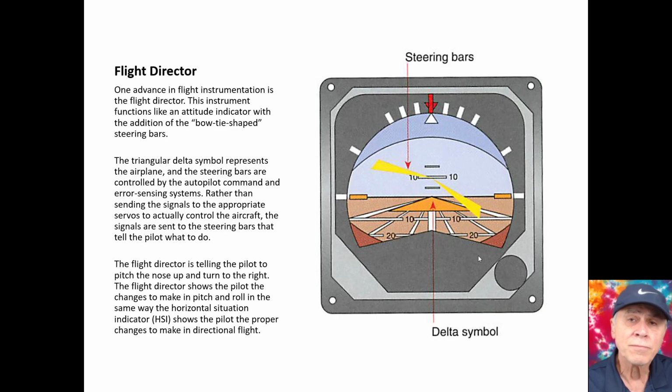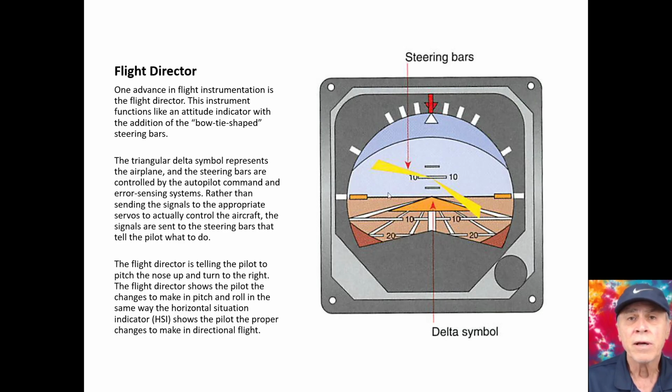Flight director. We saw that was the far button on the left. One advancement in the flight instrumentation is the flight director. Basically, there's a bow, this yellow bow, that acts as a steering bar. That is normally where they will suggest that you be. That represents the aircraft. So in this case, the flight director is telling the pilot to pitch the nose up.